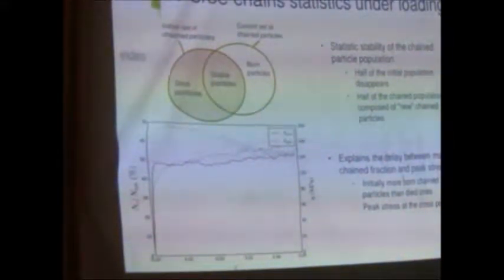Just for the sake of illustration, this is a video showing you the evolution of the population of the chain particles across the triaxial test. This is just to show you visually the same results as illustrated by the curve: you have a number of stable particles that don't move, and some glittering particles that are recruited or destroyed from the force chains.